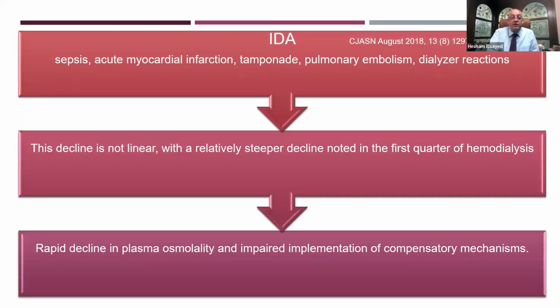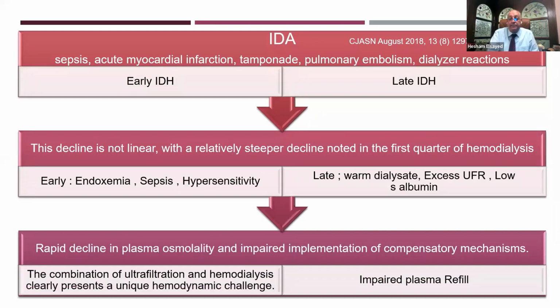Intradialytic hypotension is very common with sepsis, myocardial infarction, tamponade, pulmonary embolism, and dialysis reaction, and the decline is not linear, with a relatively steeper decline noted in the first quarter of hemodialysis, and this carries the risk. Rapid decline in plasma osmolality and impaired implementation of compensatory cardiovascular system mechanisms are the main pathogenesis of intradialytic hypotension. You can see that there is early intradialytic hypotension, which appears in the first hour of dialysis, and late, which is mainly related to ultrafiltration. So the early intradialytic hypotension carries the major risk.